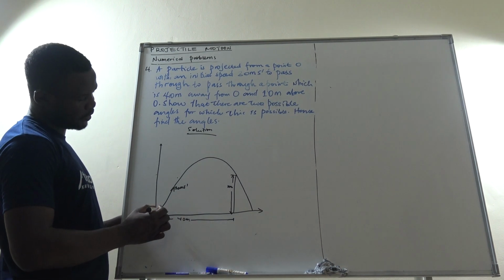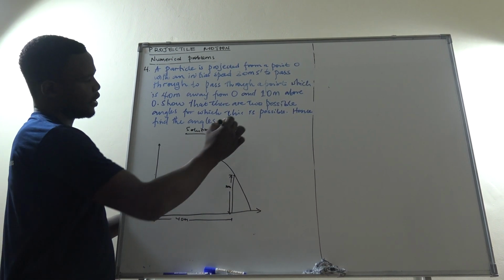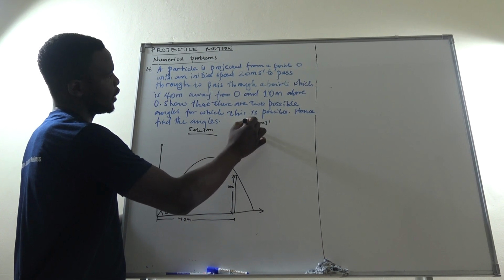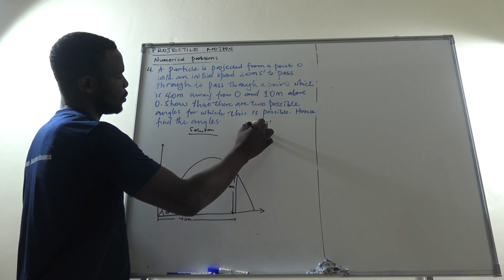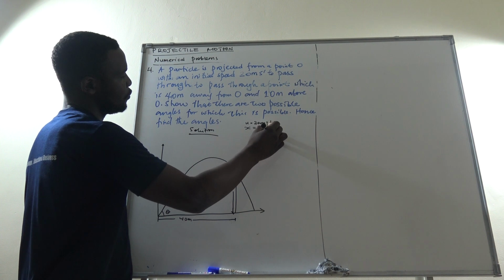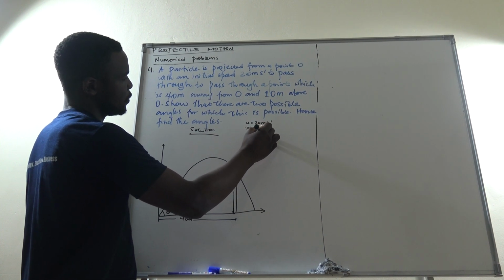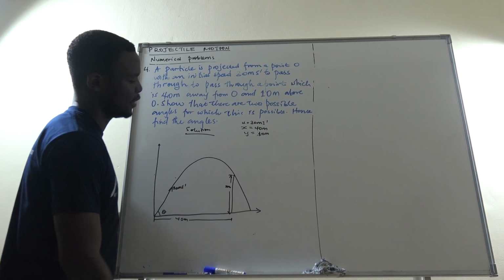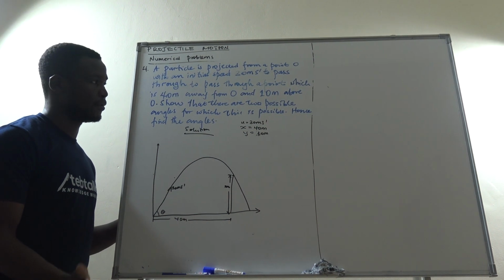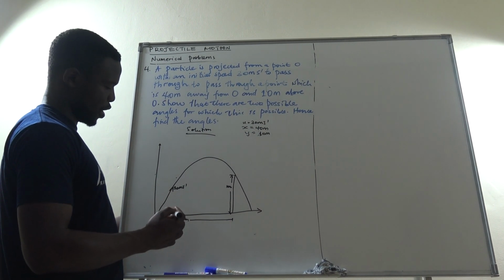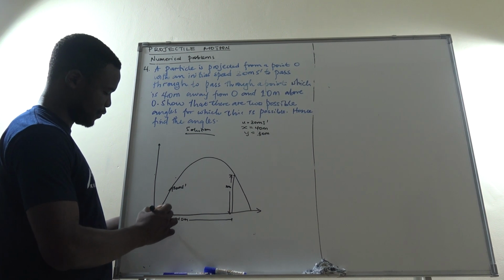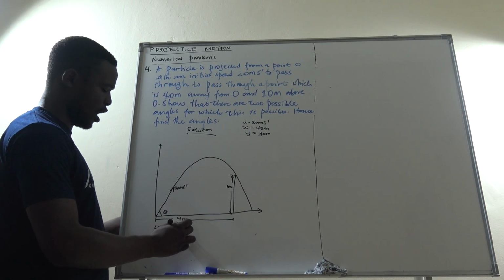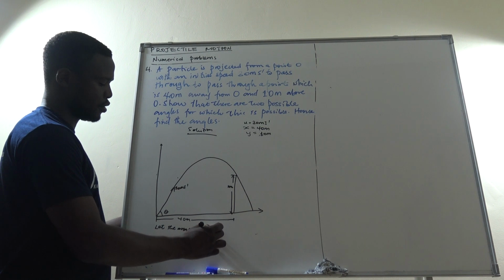Now they're asking us to find the possible angles here, but let's first collect the data. We see that our u is 30 meters per second. x, the horizontal range here, is 40 meters, and the vertical displacement is 10 meters. I think this is the only information that we have. Now what do we do here? Since they never told us the name of the angle, we shall say let the angle be theta.